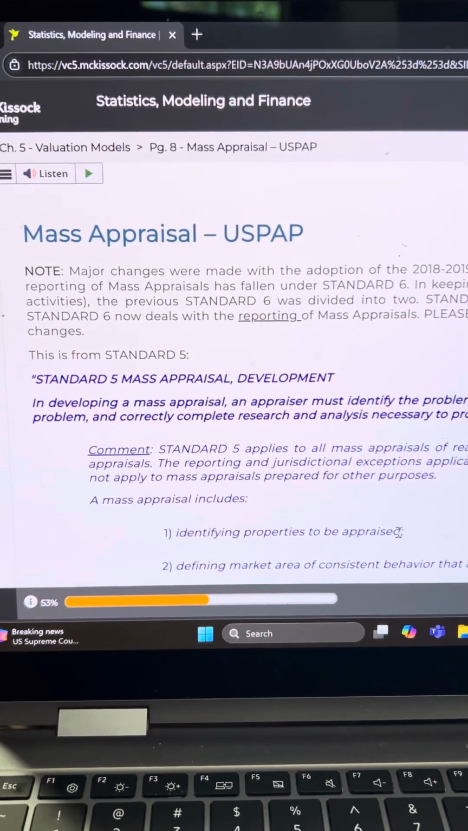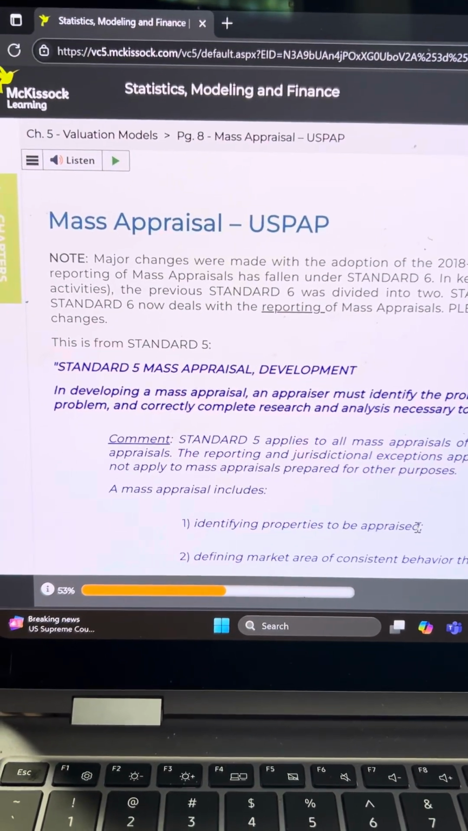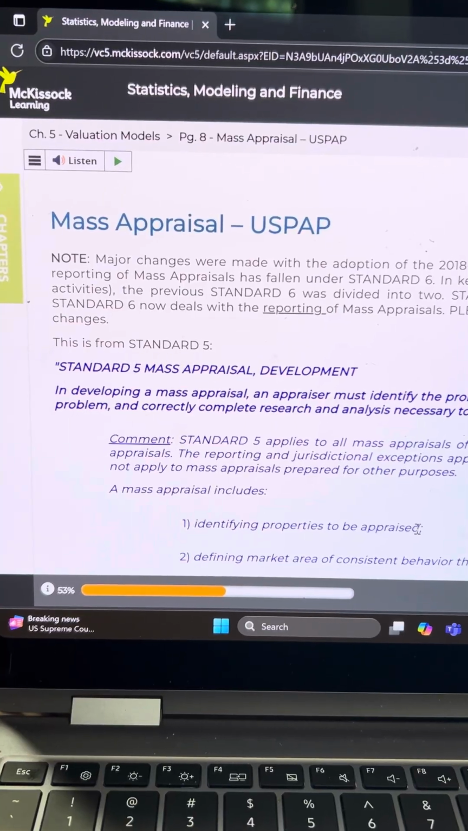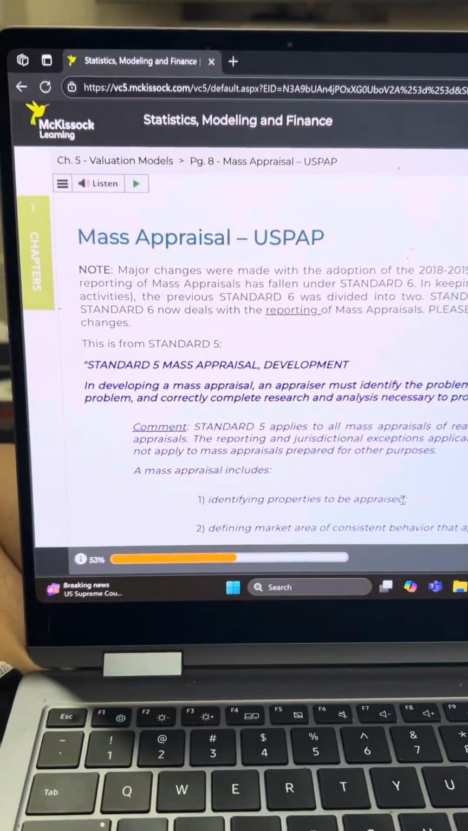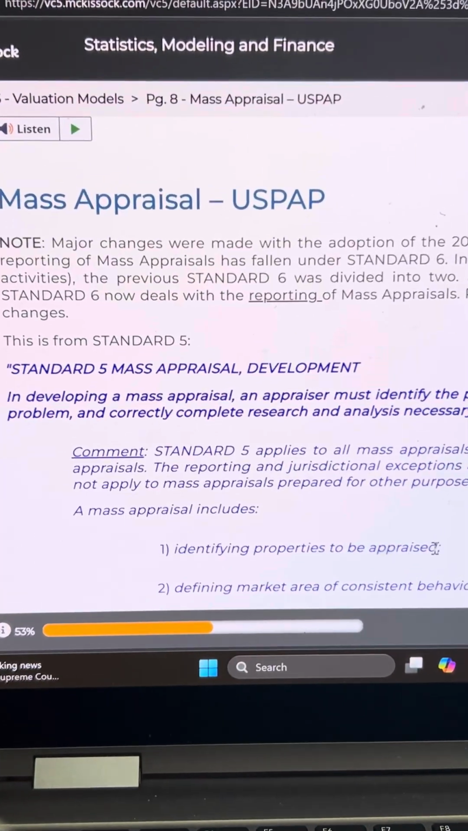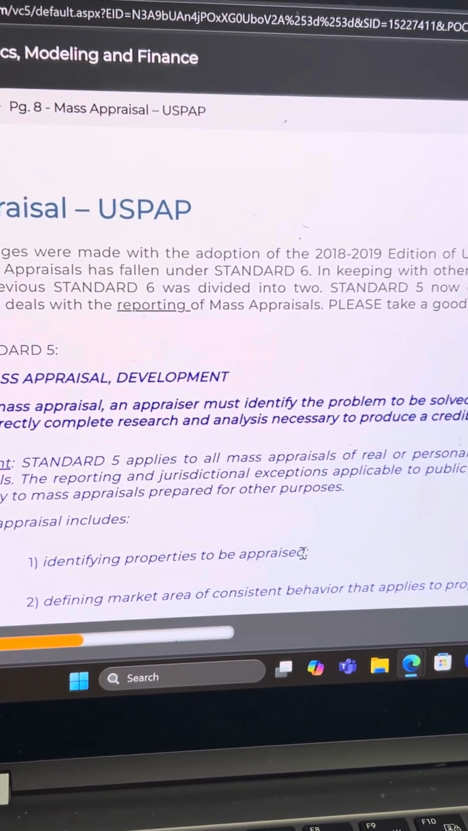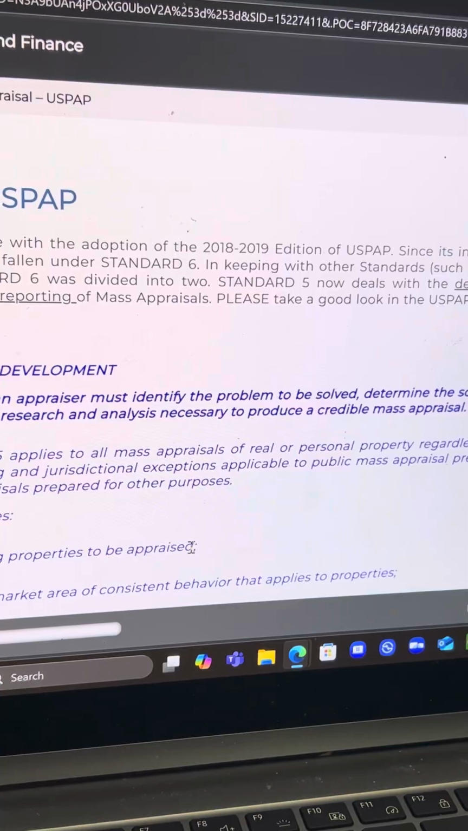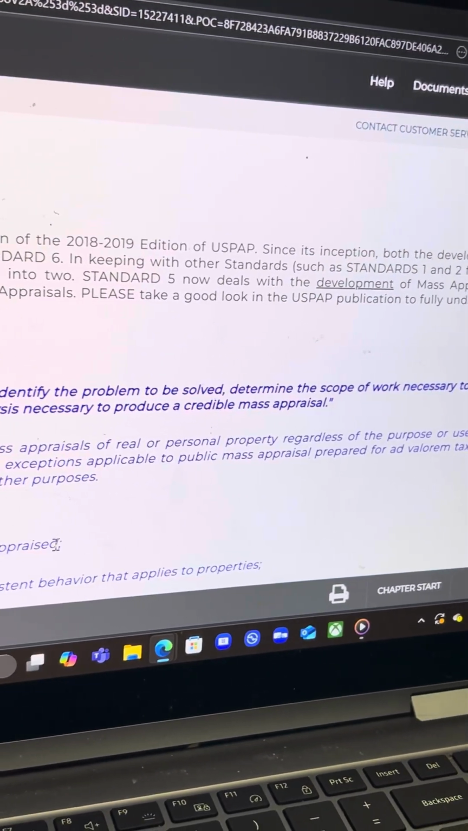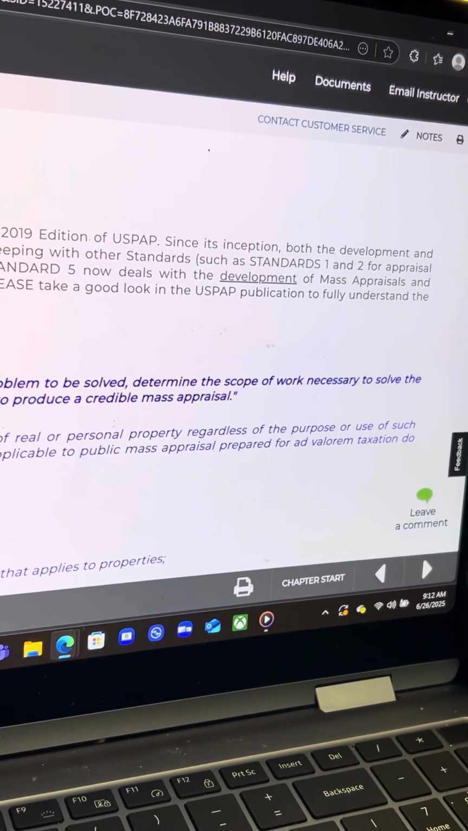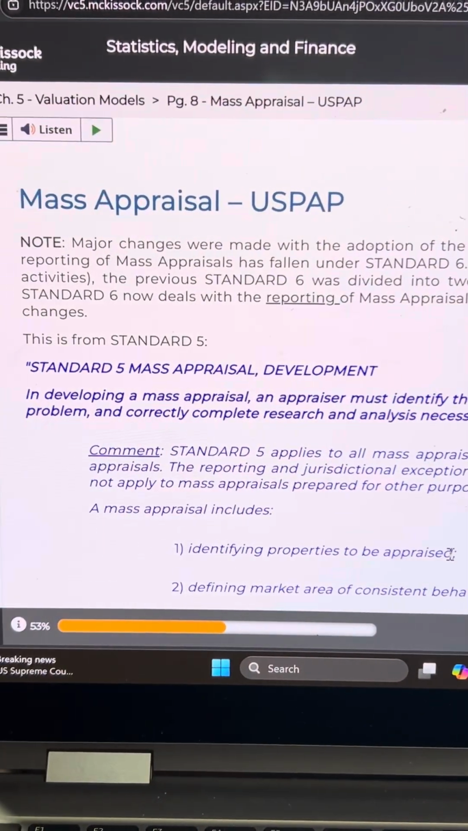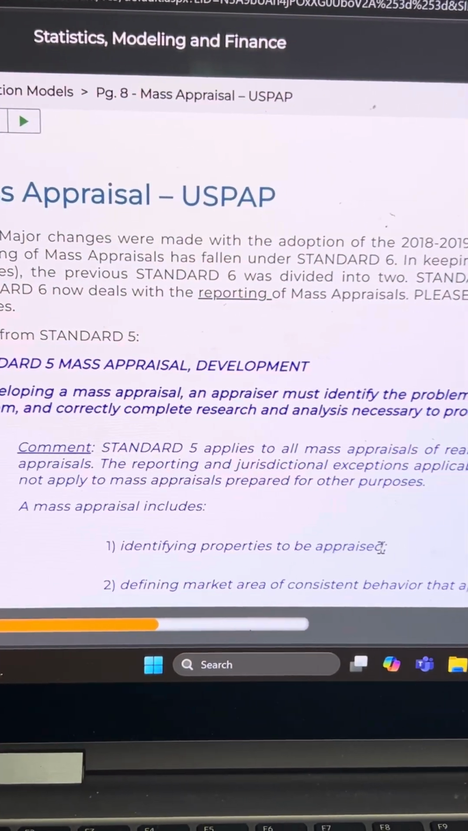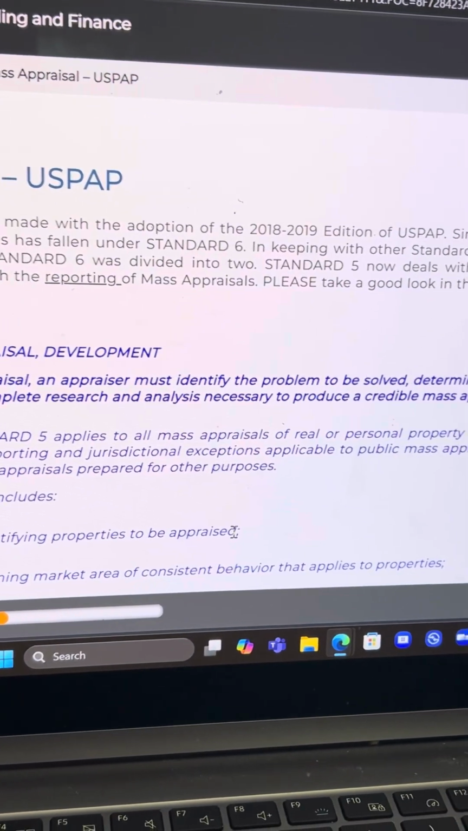Statistics, Modeling, and Finance, Chapter 5, Valuation Models, page 8, Mass Appraisal, USPAP. Note: major changes were made with the adoption of the 2018-2019 edition of USPAP. Since its inception, both the development and reporting of mass appraisals has fallen under Standard 6.